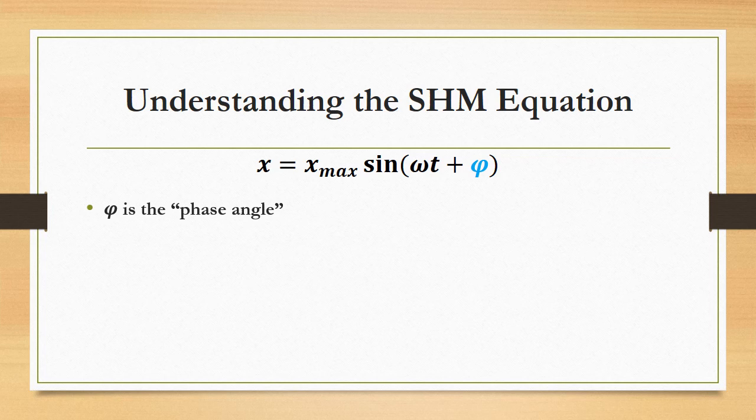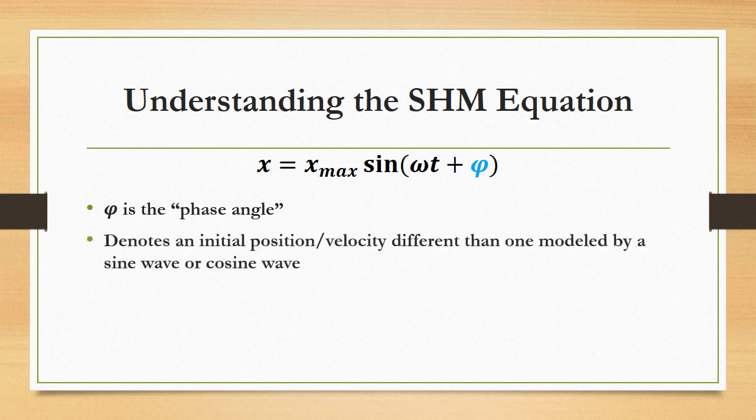Before I go into an in-depth discussion of what that means and what it looks like graphically, here's a definition. It's a denotation that the initial position and velocity are different than one modeled by a sine wave or a cosine wave. So I want to first show you an example of why you might need a phase angle.